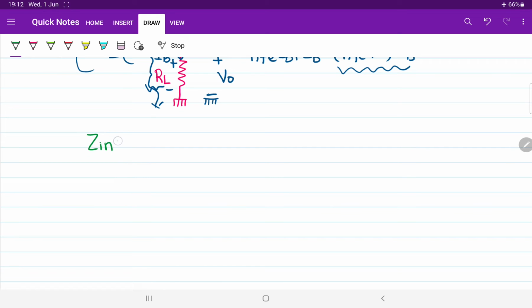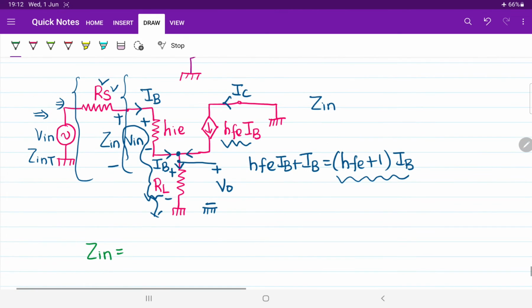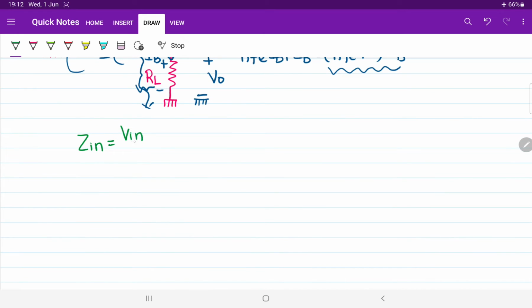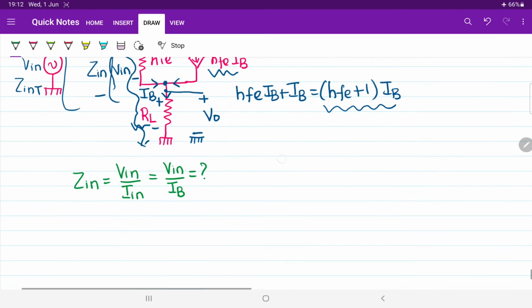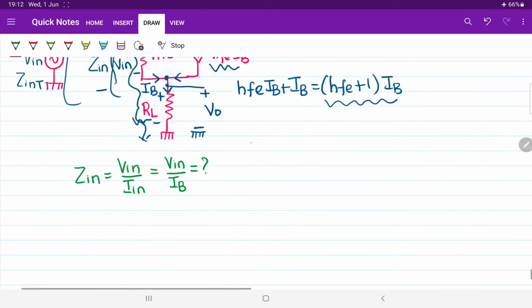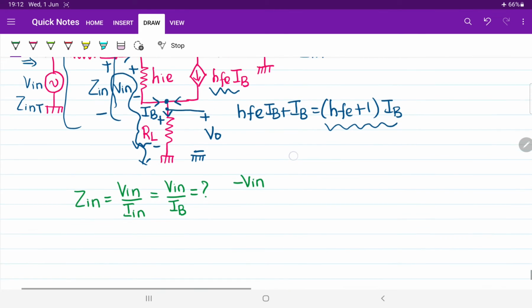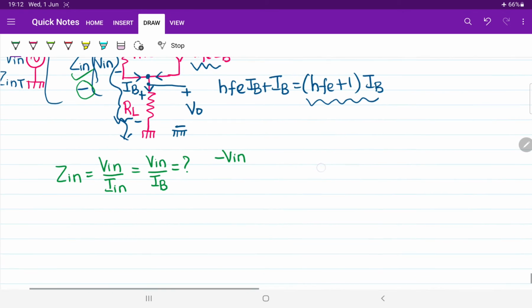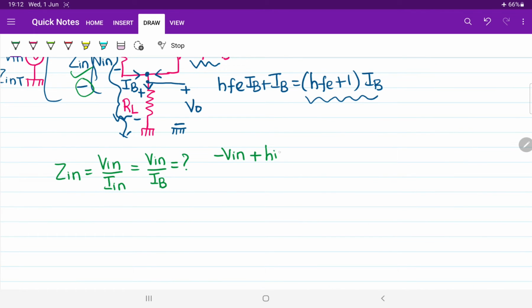So if they are asking you to calculate the value of input impedance, then neglect the effect of source resistance, simply calculate the remaining input impedance, that is nothing but the ratio between input voltage and input current IN. Of course, input current IN is nothing but our base current IB. For that, when you apply KVL, what will you be obtaining? Let me start, minus Vn. Just observe, don't consider the effect of source resistance, just start from here, minus Vn and then plus HIE into IB, the voltage drop across HIE.